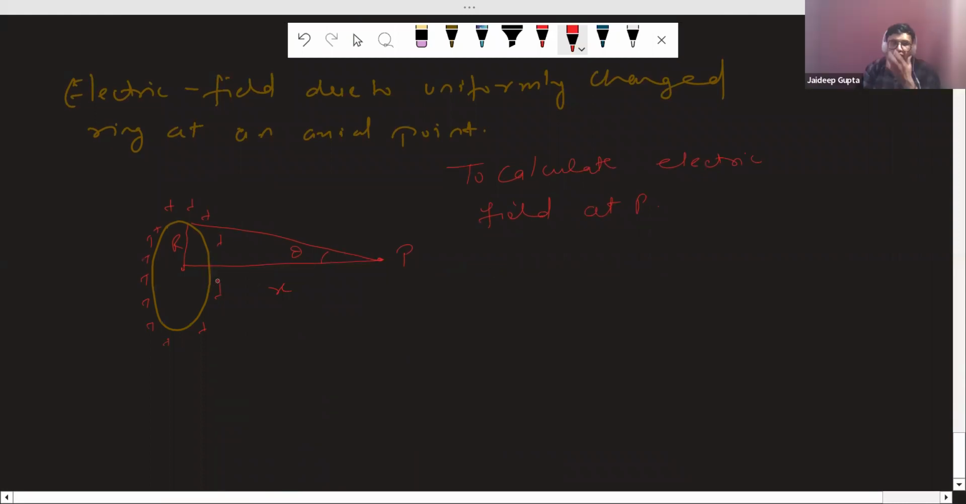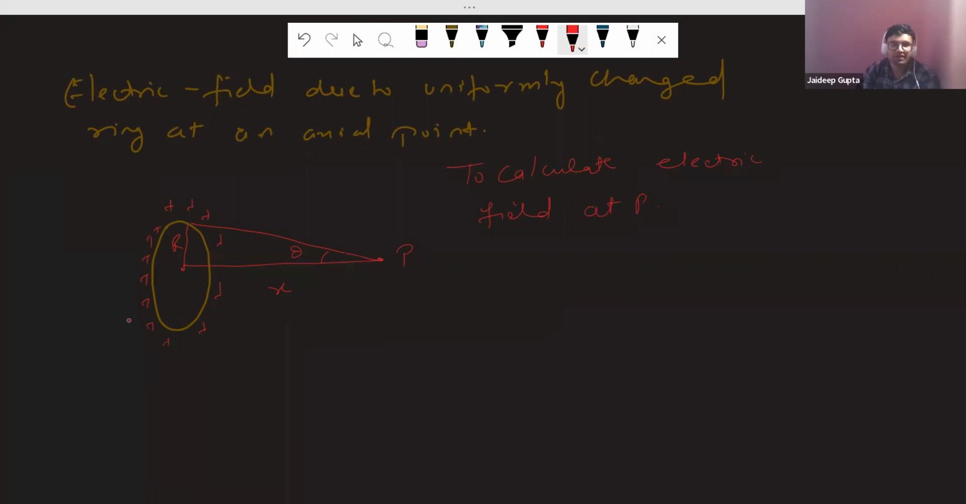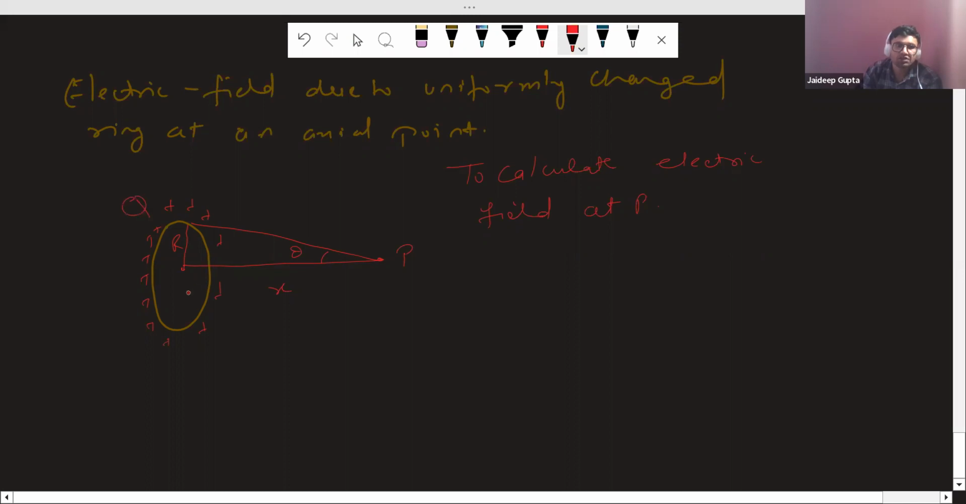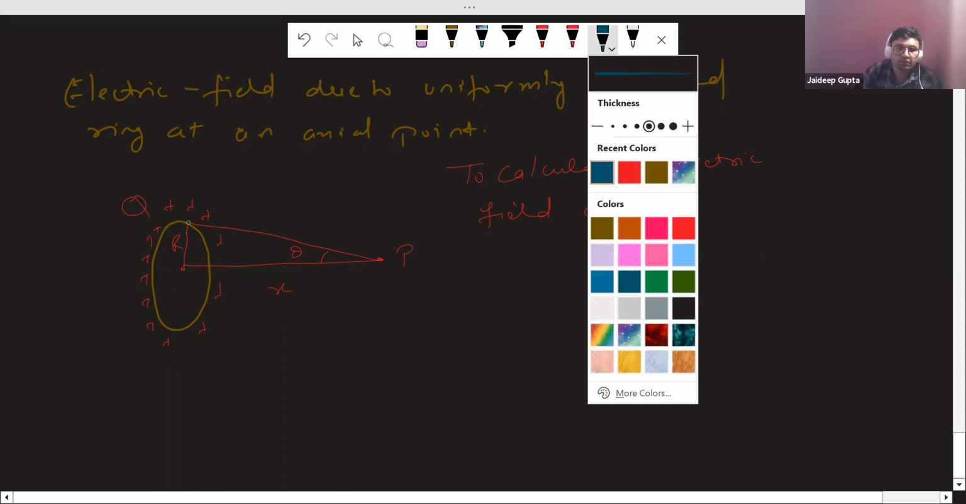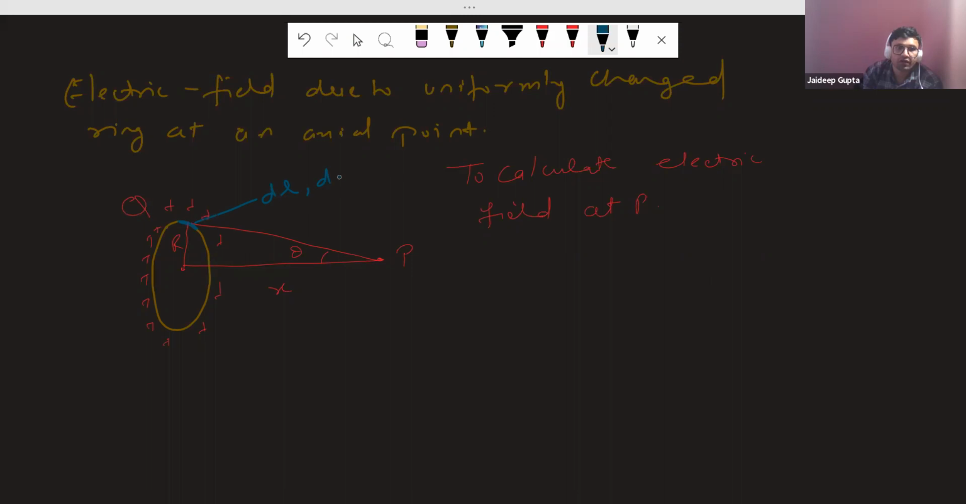Now, what we do while dealing with this kind of stuff, it is a continuous body. As I told you, whenever we take a ring or a wire, we have to take linear charge density, that is lambda. Let capital Q be the total charge accumulated on its circumference. First of all, we have to assume an element, having length dl and charge dq. So lambda is dq over dl.